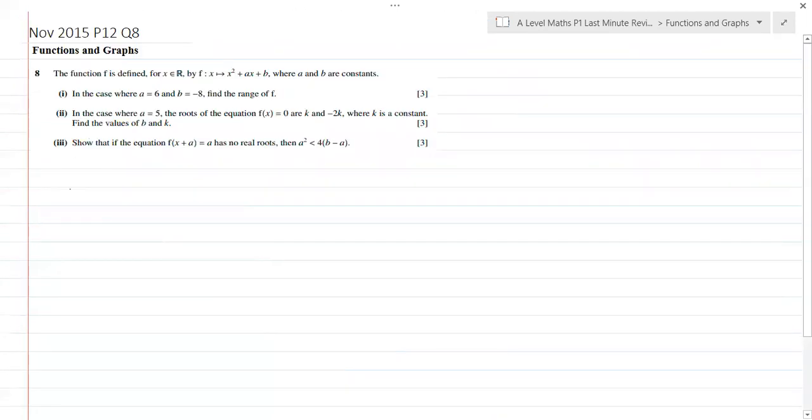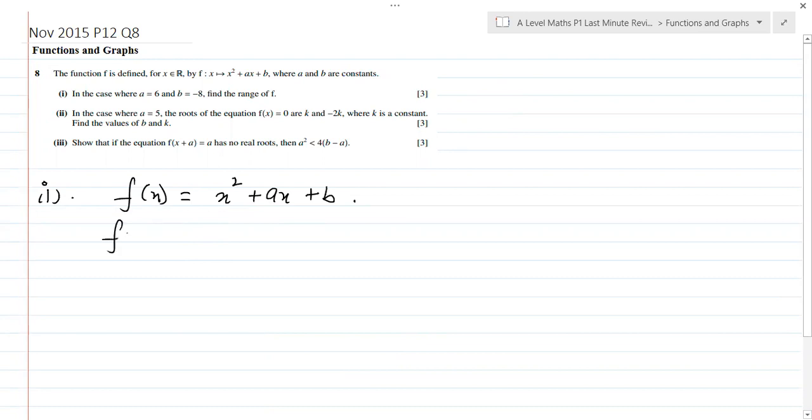Over here it says, this is November 2015, paper 1-2, question number 8. Again, I found this a bit different from the rest of the questions, so I've selected this as one of the important questions. So part 1: you have the function f(x) is equal to x squared plus ax plus b, where a and b are constants. In the case where a is 6 and b is -8, find the range of f.